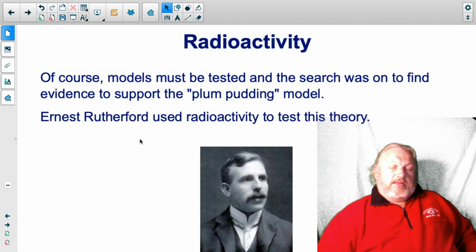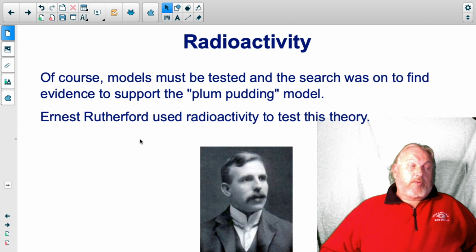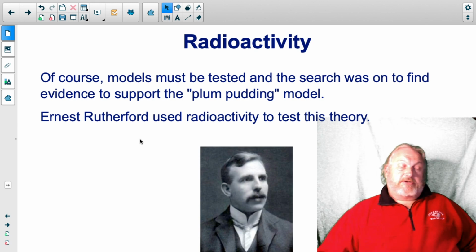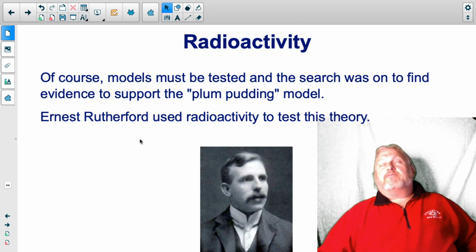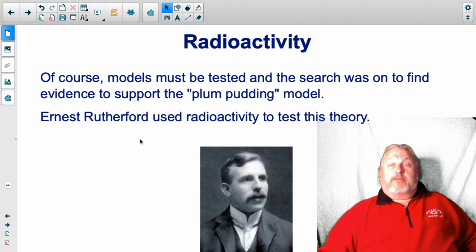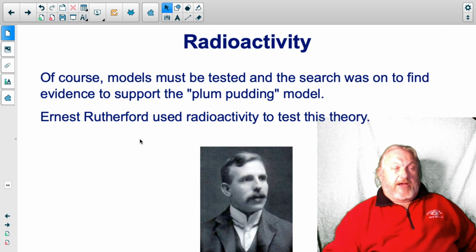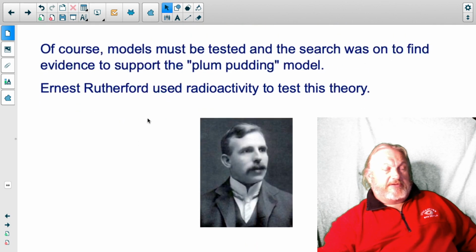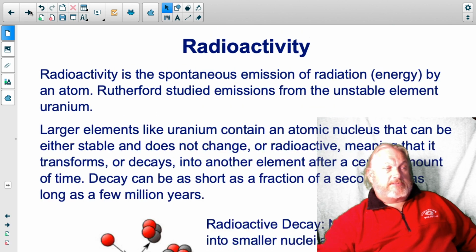As we talked about in our first week, models are always being continuously tested, and the search was on to find evidence to support the plum pudding model. So Ernest Rutherford, one of the students of J.J. Thomson, used radioactivity to test this model.